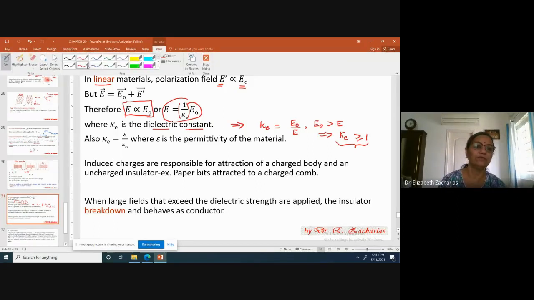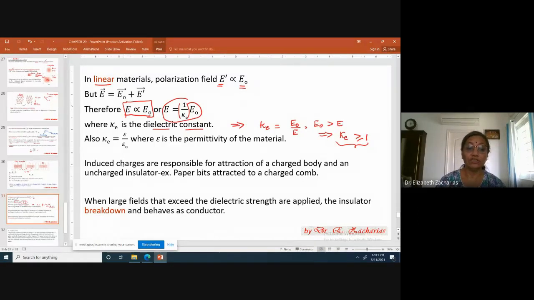Now let's go to the next part. It is these induced charges, with no actual flow of charges, just because of orientation or formation of dipoles, that you get on the two surfaces of a dielectric. And it is these induced charges which are responsible for the attraction between a charged body and an uncharged insulator. For example, paper bits getting attracted to a charged comb. The charged comb becomes the source of the electric field.